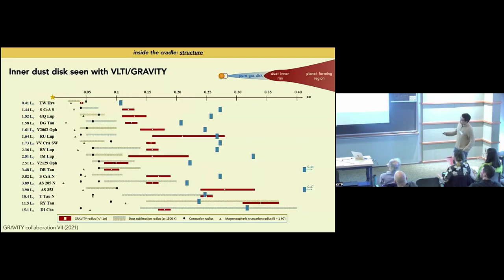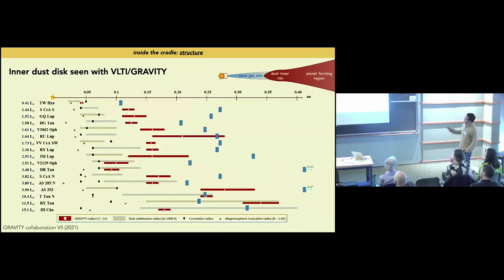This is the corotation radius, which is pretty close to the magnetospheric truncation radius, but usually the corotation radius is beyond the magnetospheric truncation radius, which is actually required for stable accretion onto the star. Now, if you look at the dust sublimation radius, if you assume 1500 K, you see this gray shaded region. Now, what GRAVITY results show is that the dust ring radius, right, is generally beyond the magnetospheric truncation radius, corotation radius, as well as the sublimation radius.